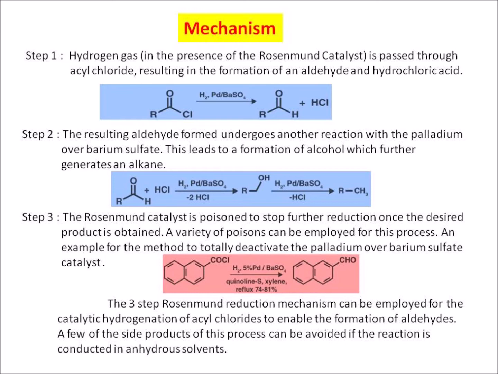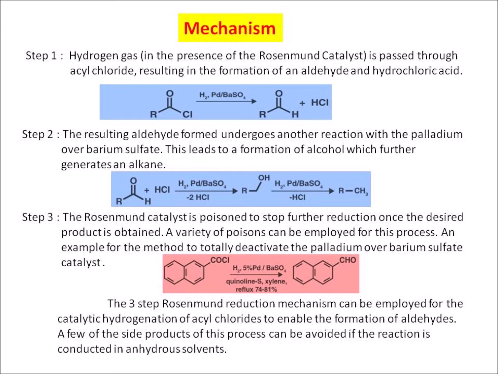In the first step, hydrogen gas is passed through acyl chloride, resulting in the formation of an aldehyde and hydrochloric acid. In the second step, the resulting aldehyde undergoes another reaction with the palladium over barium sulfate. This leads to the formation of alcohol, which further generates an alkene. In step 3, the Rosenmund catalyst is poisoned to stop further reduction once the desired product is obtained.